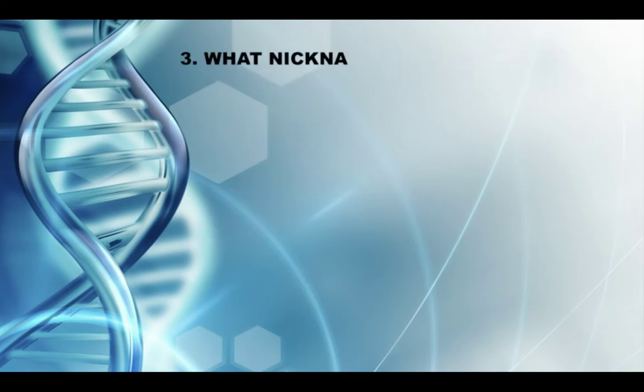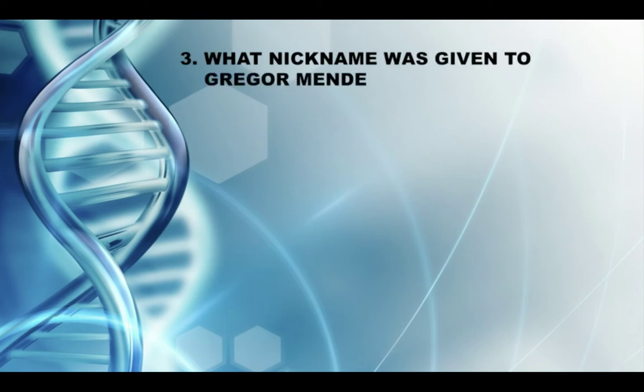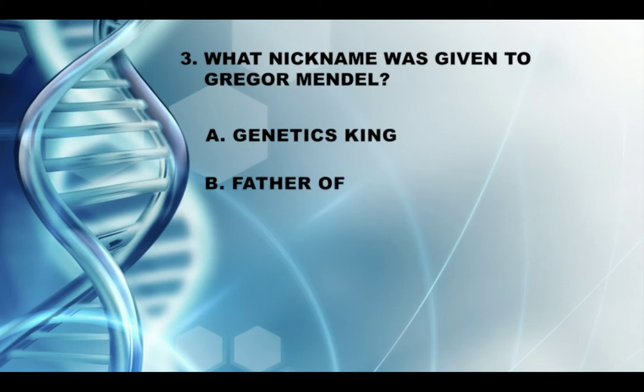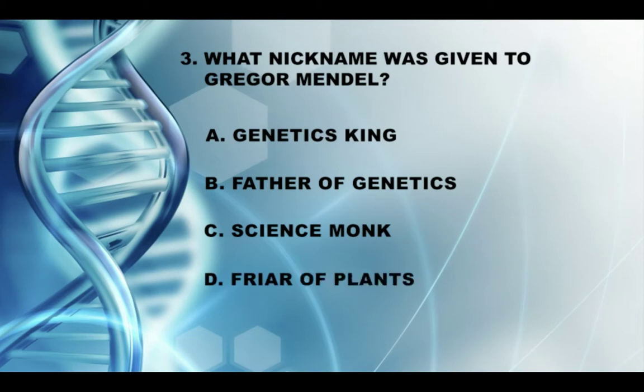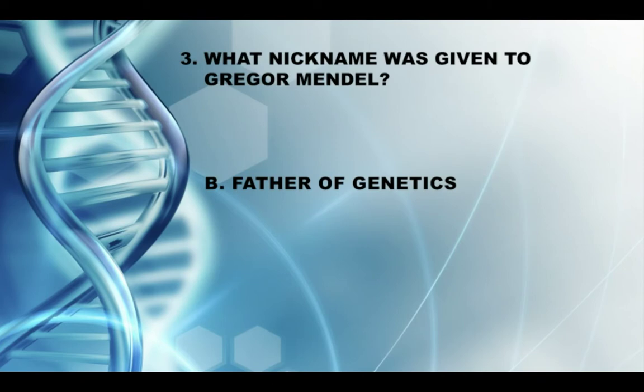Question 3. What nickname was given to Gregor Mendel? A. Genetics King. B. Father of Genetics. C. Science Monk. D. Friar of Plants. The correct answer is B. Mendel is known as the father of genetics.